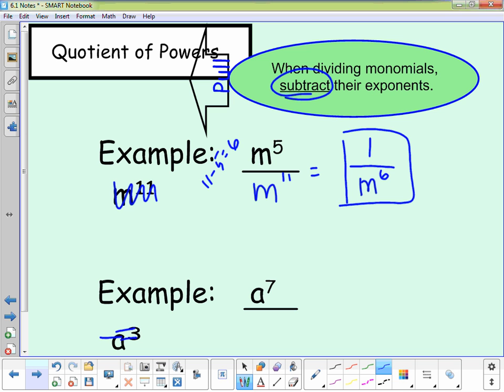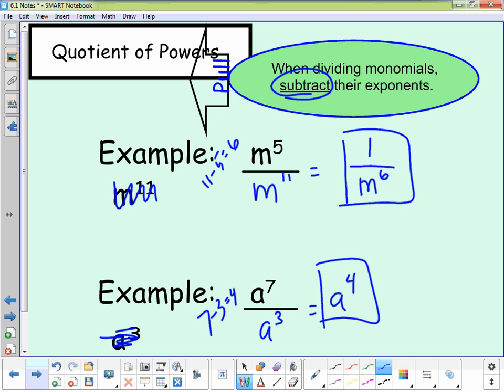Same thing down here. I have a to the 7th over a to the 3rd. Again, I take 7 minus 3, which is equal to 4. But in this case, I have more on top. There's 7 a's on top. There's 3 a's on the bottom. So the 3 on the bottom are going to go away, and I'm going to be left with the 4 on top. So a to the 4th power over 1, which is just a to the 4th power.